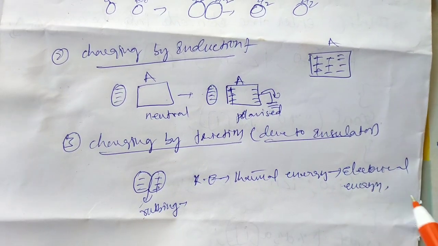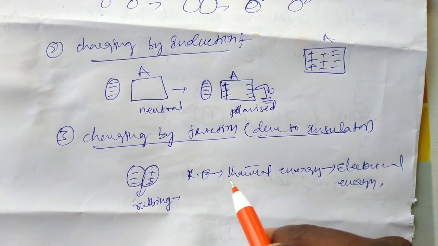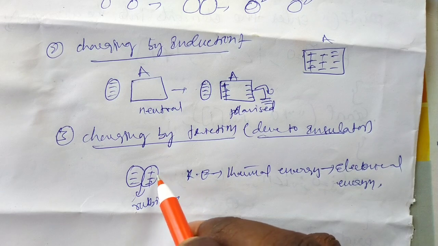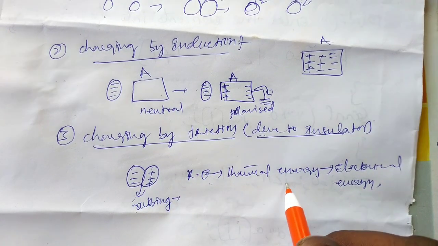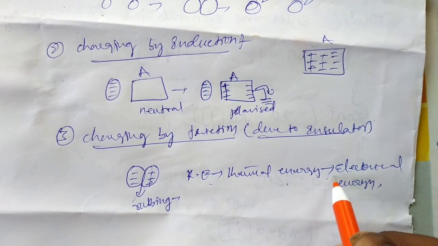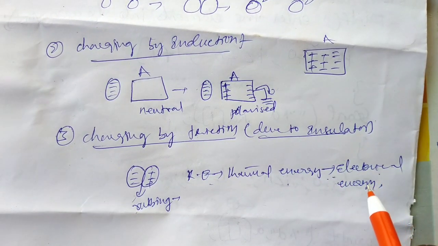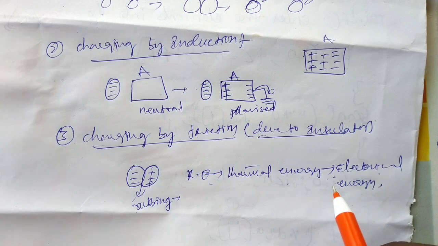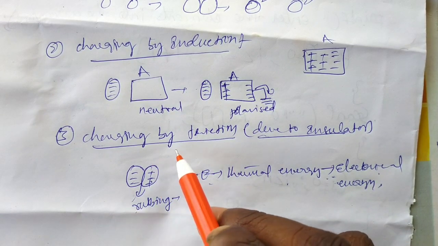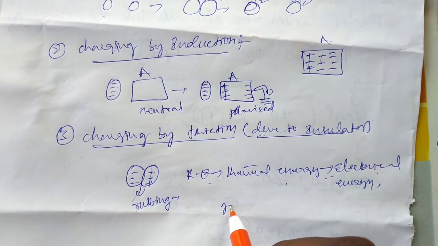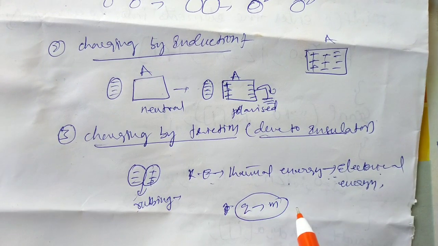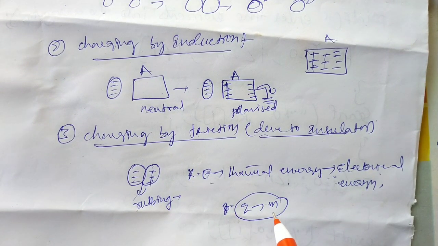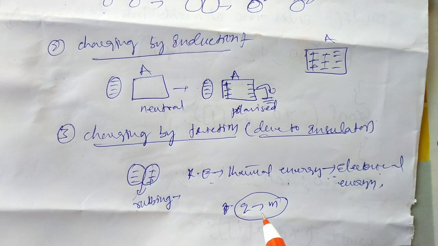The charge carriers can be transferred. When rubbing, heat is formed: kinetic energy is converted into thermal energy, and the thermal energy is converted into electrical energy of the body. This type of process is called charging by friction. Here charge Q can be transferred in the form of masses. Mass is linked with the charge carriers.